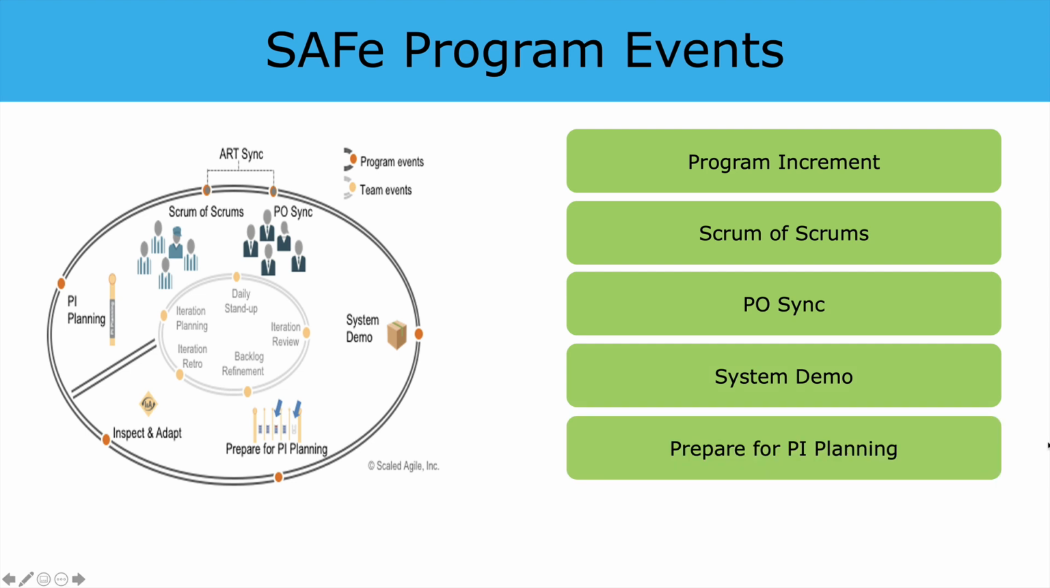The fifth event is Prepare for PI Planning. This is a program event which is facilitated by the Release Train Engineer. However, in reality, this is a continuous process to ensure that the backlog has been refined and the teams understand the top 10 features before the PI planning event takes place. This is so the teams have a chance to digest the information and ask any questions.